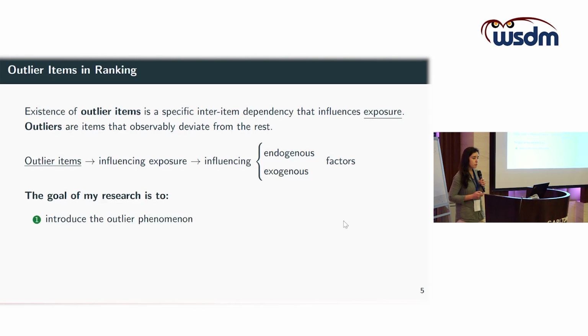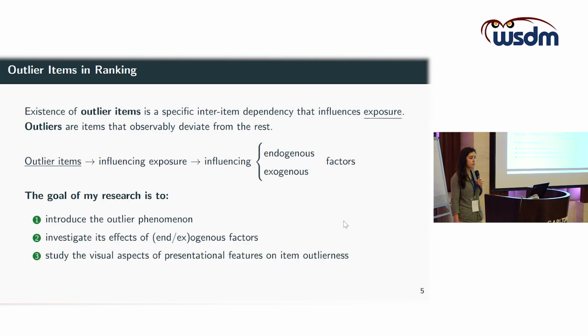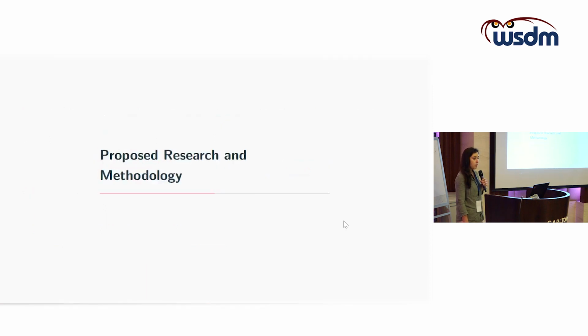So the goal of my research is to introduce the phenomenon of outliers in ranking, then investigate its effect on endogenous and exogenous factors, and also study the visual aspects of presentational features in item outlierness. I will talk a bit about the proposed research and the methodology.